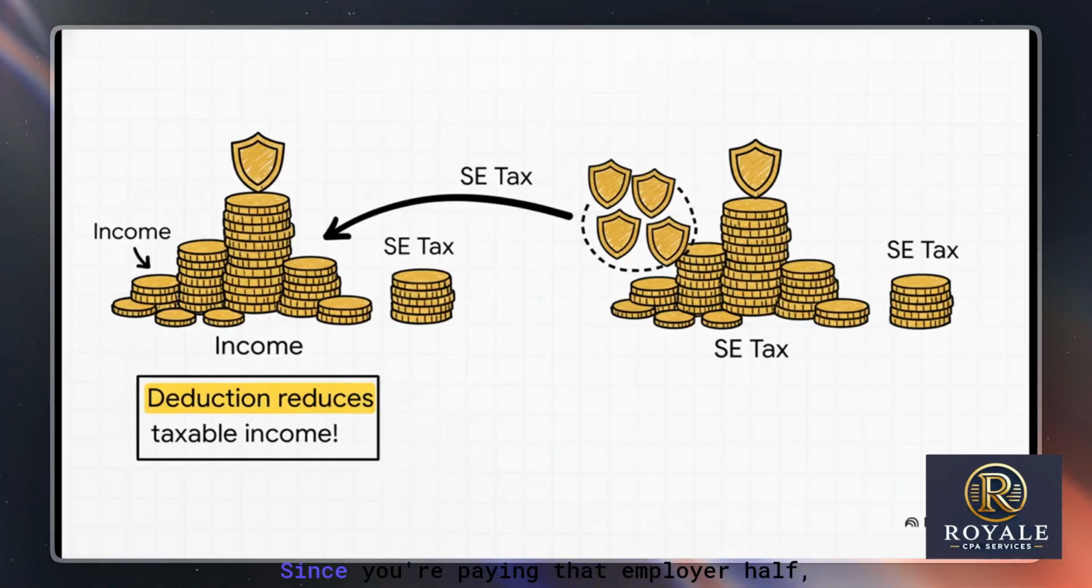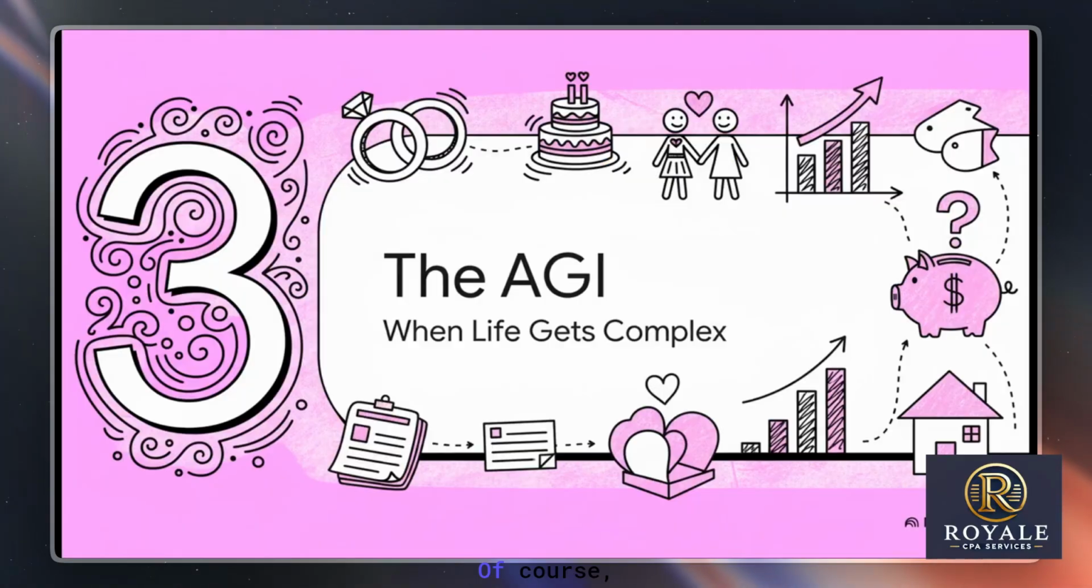But hey, it's not all bad news. There's a silver lining. Since you're paying that employer half, you also get to deduct it. So half of that SE tax, that's almost $11,000, is a deduction you get to take later on to lower your income. Super important.